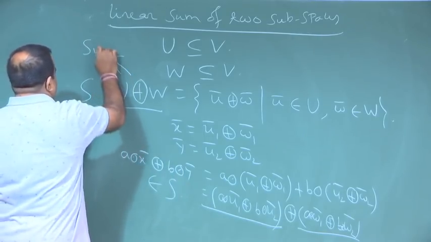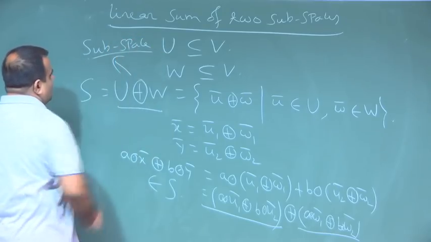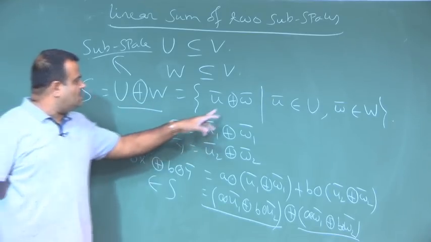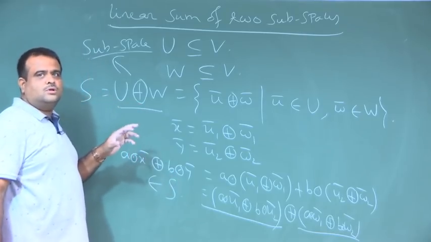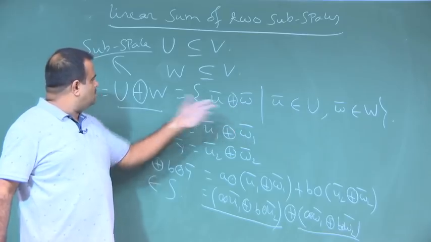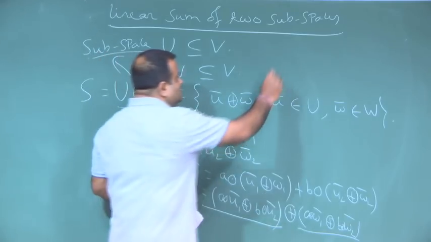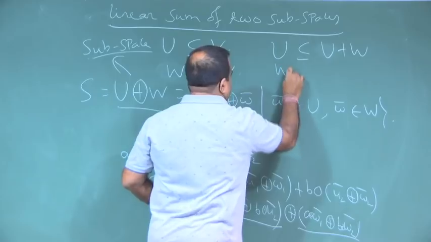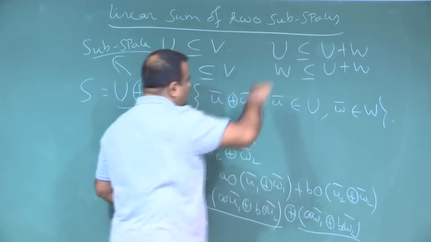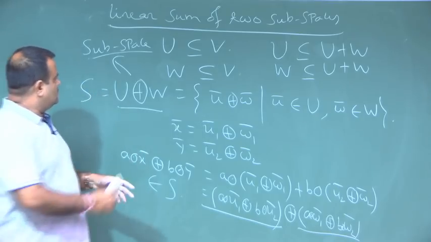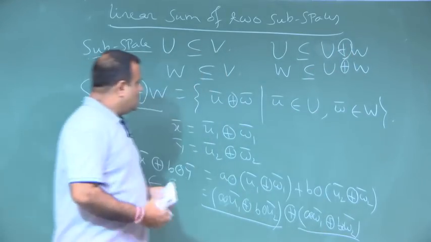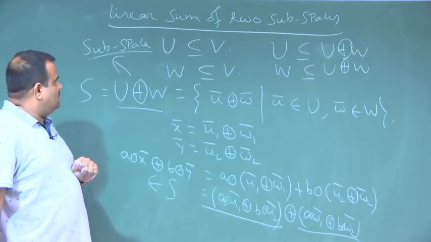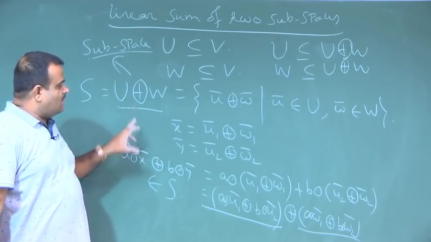So, this is a subspace, and this will be the minimum subspace containing U and W. This will contain U and W because U and W are both subspaces, so U and W both contain the 0. If you put w equal to 0, this is basically giving us U. So, that means U is a subset of U plus W, and W is also a subset of U plus W. So, the union is also a subset of U plus W. This plus is just a symbol. Okay. And this happens to be the minimum subspace containing both U and W, this sum space. This is the sum of two vector spaces.